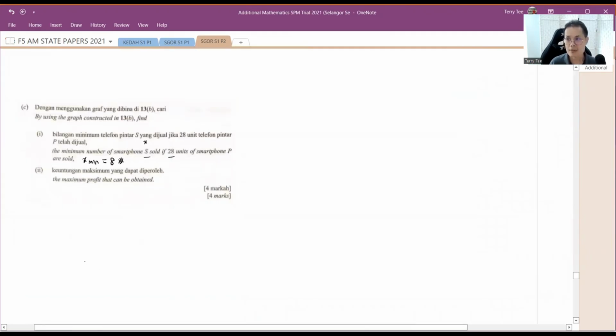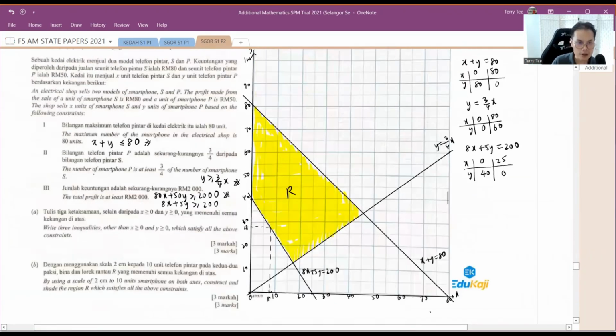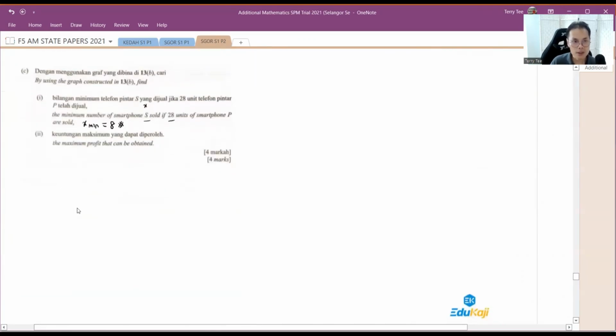Okay, second one, maximum profit. Now we notice that the profit equation is already given here, total profit. Previously, we know profit is 80x plus 50y. But this 2000 is a minimum profit. We want to find maximum profit. So we do 80x plus 50y, let it be k. K is your profit function. So we want to optimize the profit.